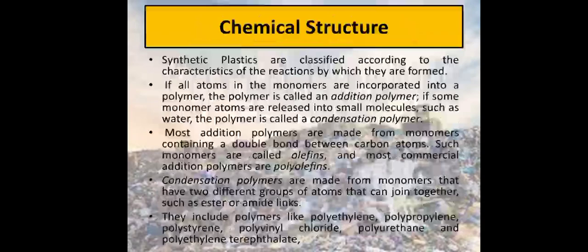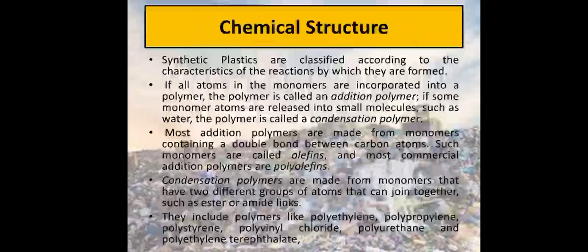Most addition polymers are made from monomers containing a double bond between the carbon atoms. Such monomers are called olefins. Those monomer units which contain a double bond between the carbon atoms are called olefins. And most commercial addition polymers are polyolefins.